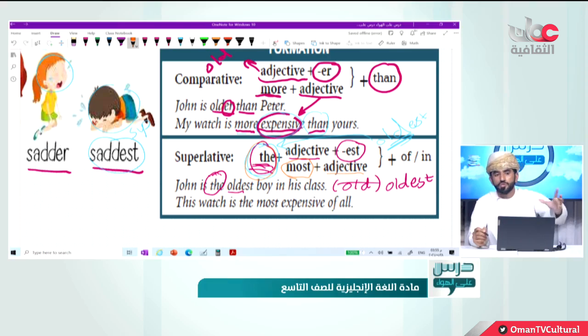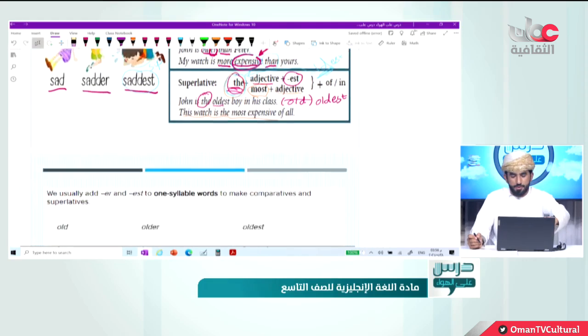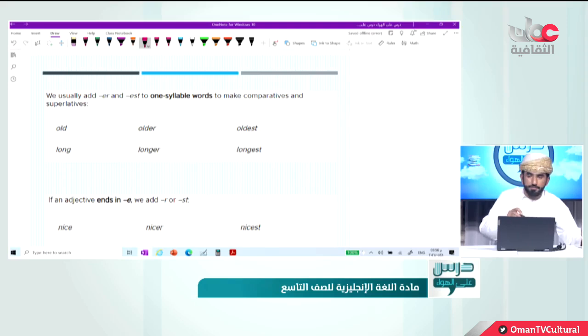When do we add most before the adjective? Exactly. Thank you so much. Brilliant. You've got the spirit. Exactly, yes, if the adjective has more than one syllable. Well done. Like this one, this watch is the most expensive of all. The most expensive of all. Very nice.